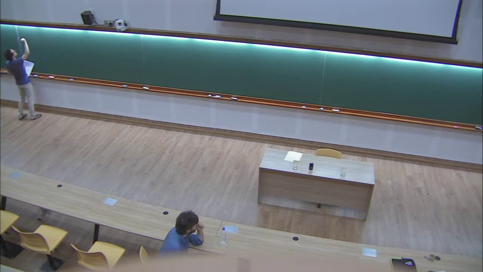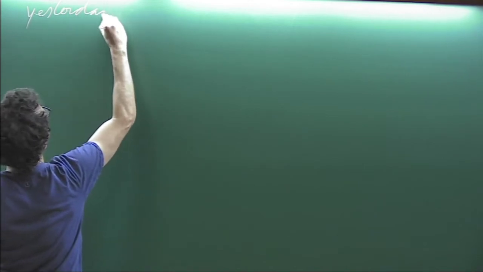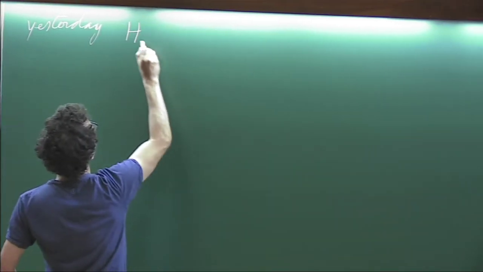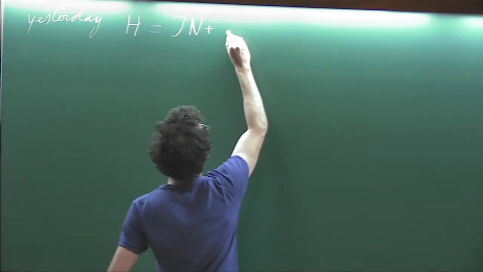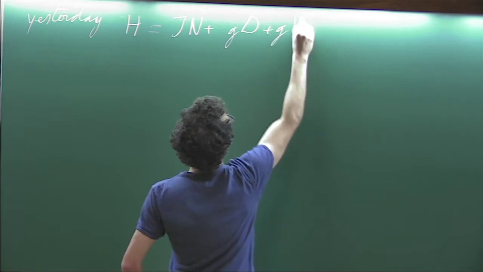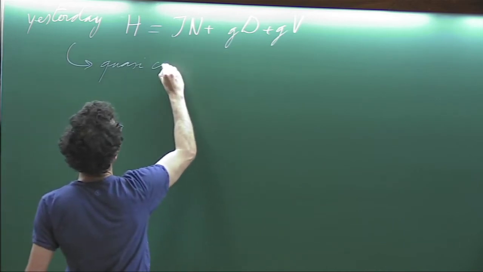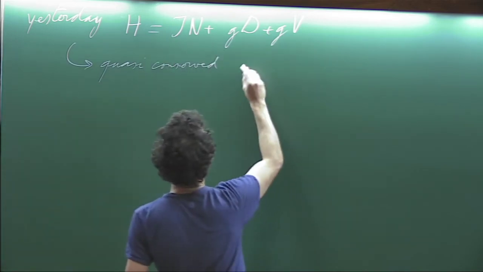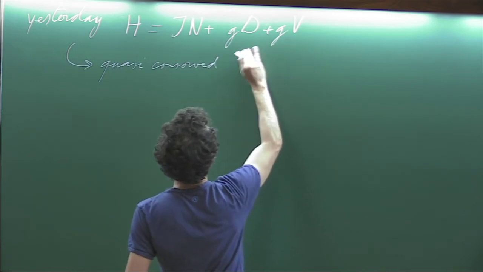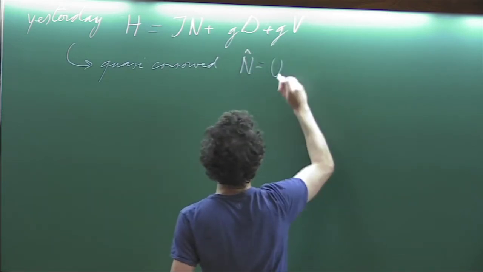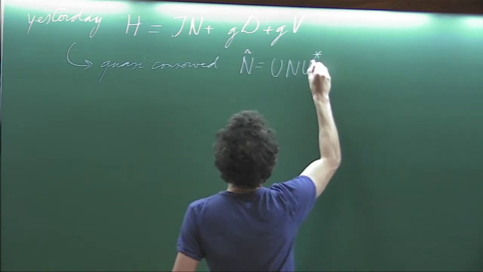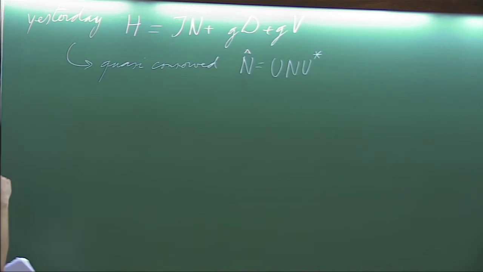So let's basically pick up where we started. Yesterday I was considering this problem, the Hamiltonian J n plus G D plus G V, right? And we had a quasi-conserved quantity, which I was calling n hat. And this n hat was basically a small rotation of n. Okay? So the first thing that I want to do today is just go a little bit beyond that in a rather trivial way, but still very interesting, I think.